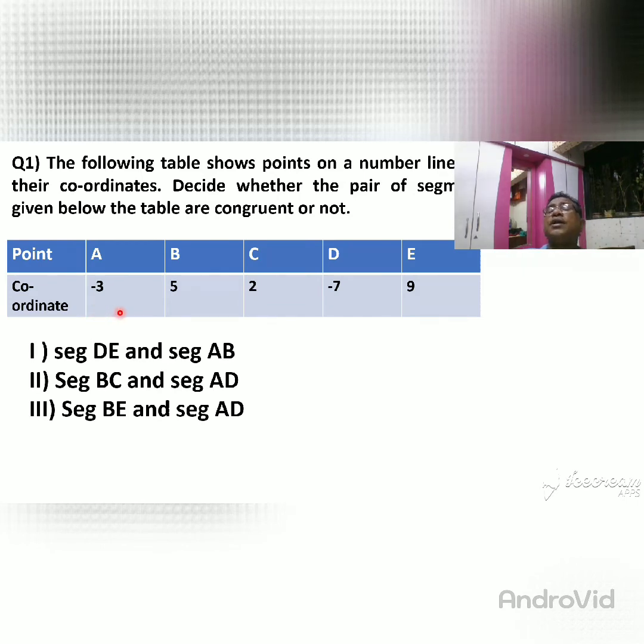So how do you find out the distance? 5 minus in bracket minus 3. Out of the bracket, the negative sign, minus becomes plus. 5 plus 3 is 8. In such a way you are finding segment AB and segment DE's distance.